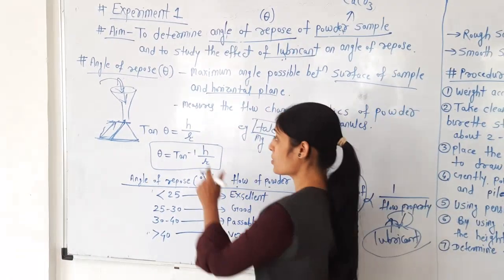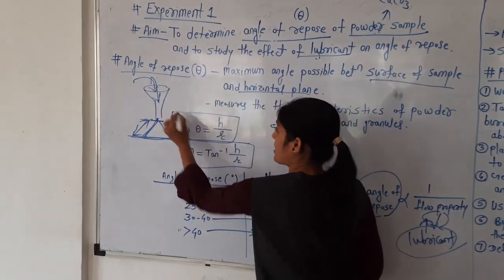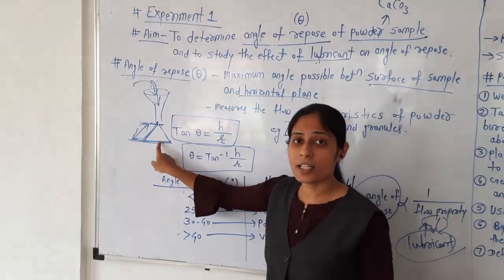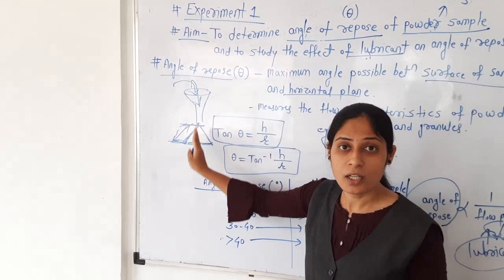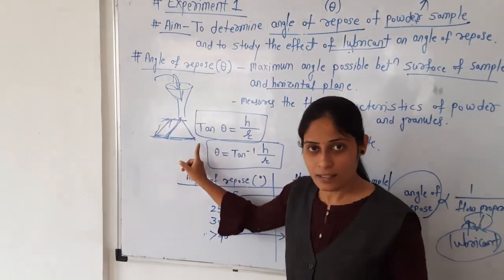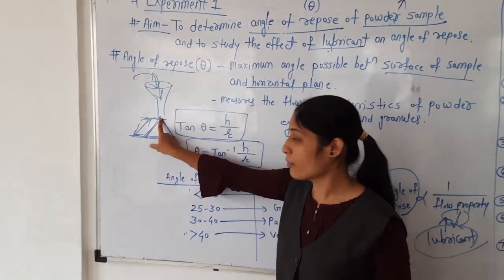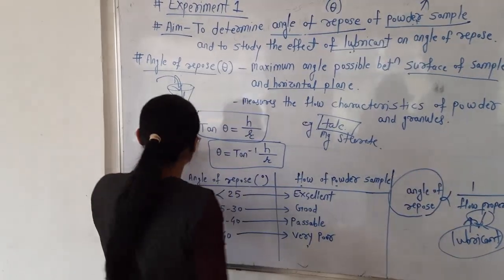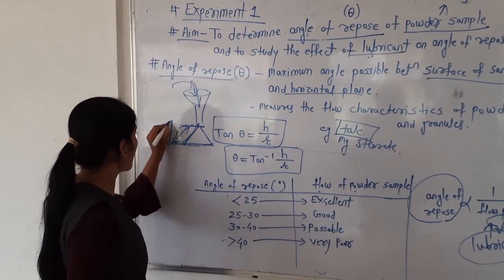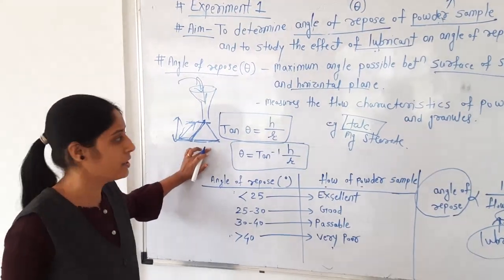In this formula, h is the height of the pile. Here the powder sample forms a pile. After we pass the powder sample from the funnel, it forms a pile. This is the surface of the pile and this is the horizontal plane of the pile. See here, this is the height of the pile. We have to measure the height of the pile with the help of a scale.